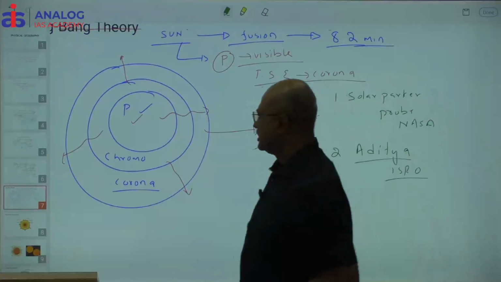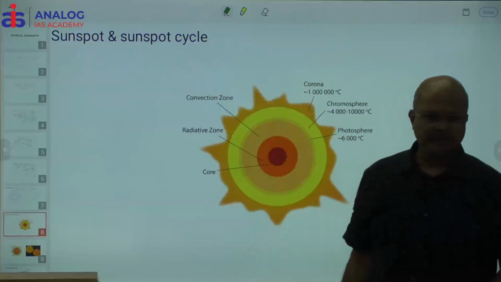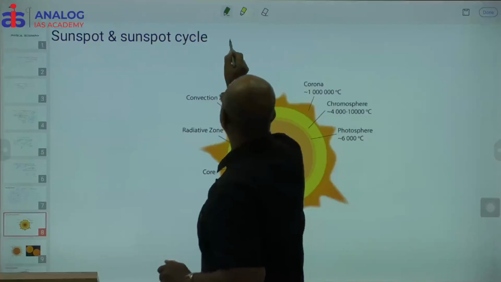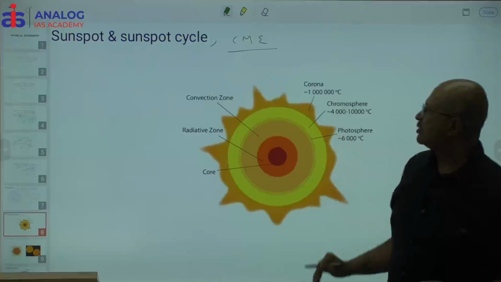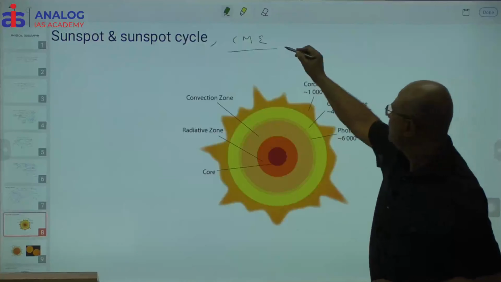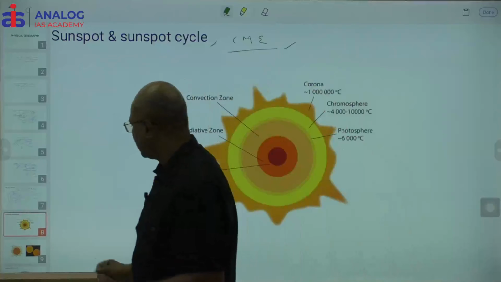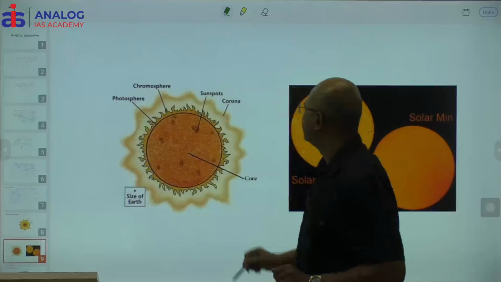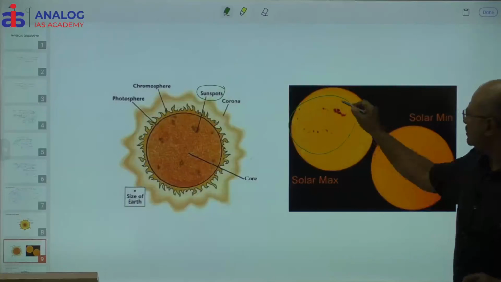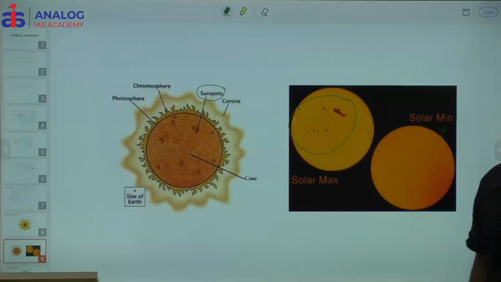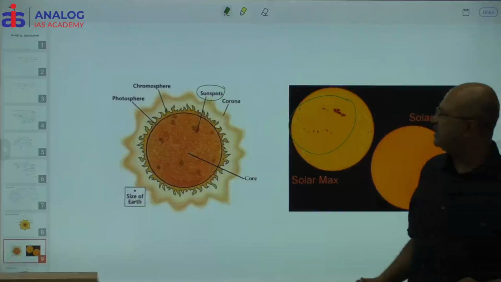What happens on the Sun? We always come across the sunspot, and along with that, we also have something called coronal mass ejection. What is coronal mass ejection? Very significant, yet important in how the Sun behaves. You may have the Sun having maximum sunspots and the Sun not having any. So are sunspots permanent or temporary? Sunspots are temporary.